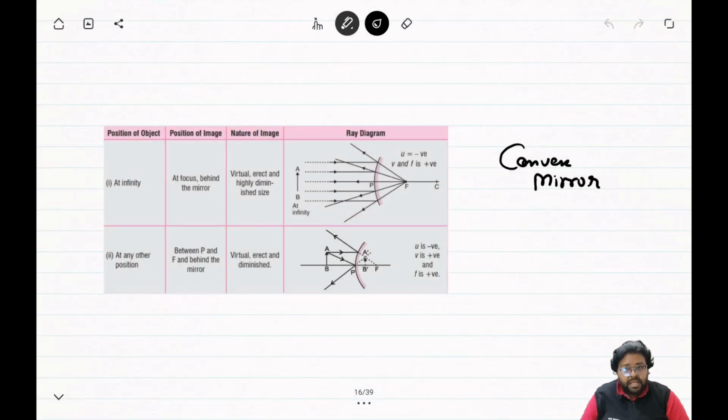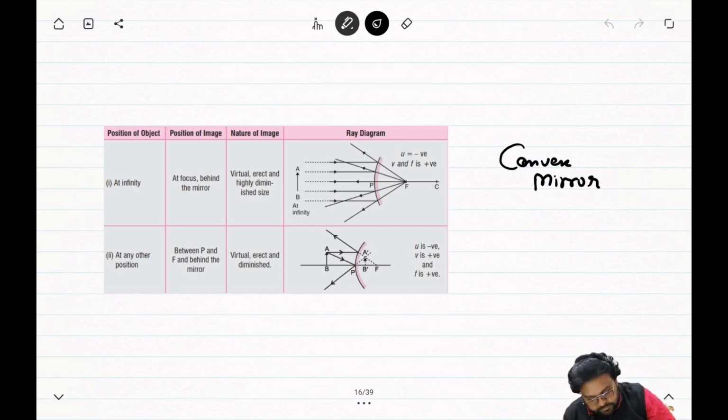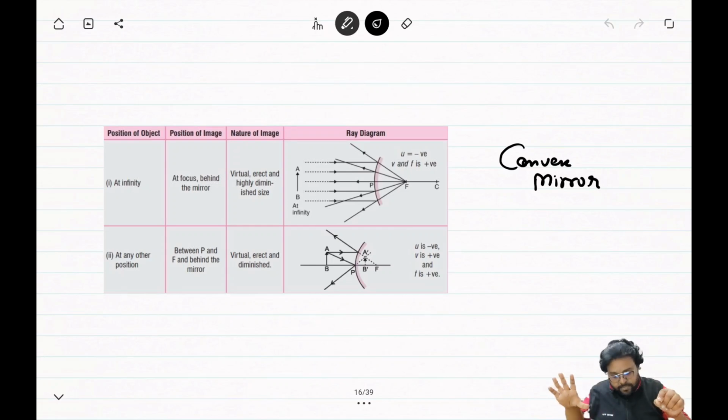Talking about the convex mirror, because in convex mirror all the images are virtual, we only take 2 positions: when the object is at infinity and when the object is between infinity and the pole near the mirror. So these are the 2 images. Light rays coming parallel will diverge from focus, and light rays coming from near the mirror will form a diminished image. In both cases, we will get a diminished, erect, and virtual image.